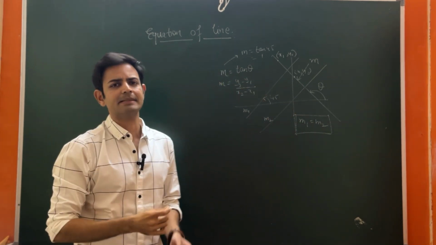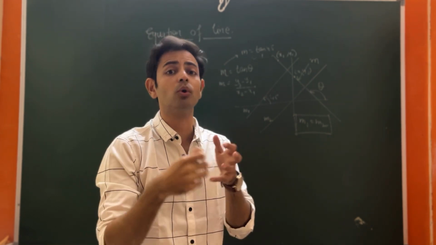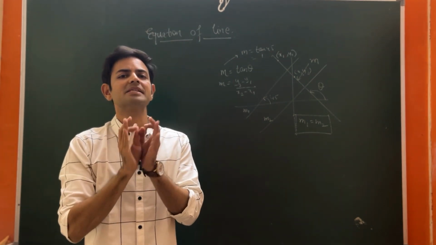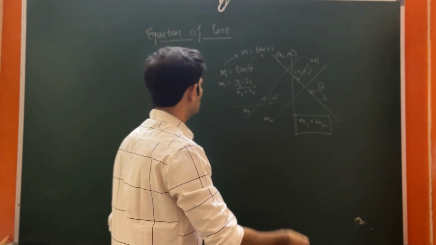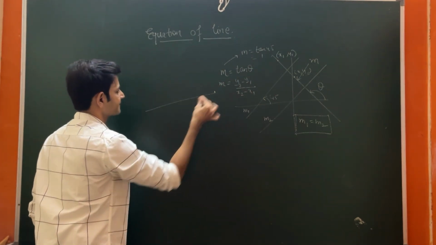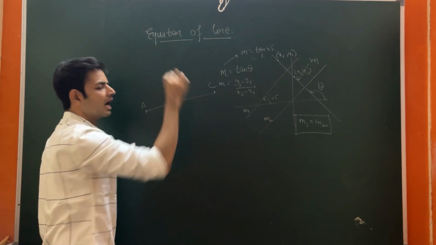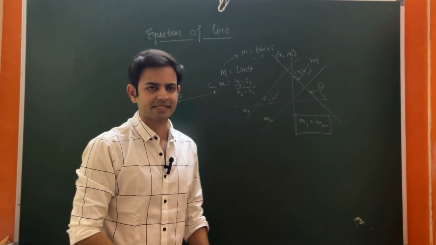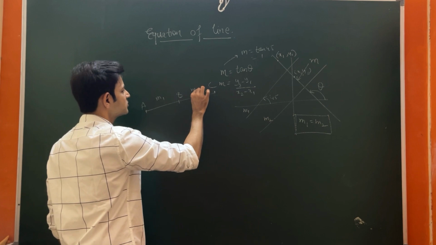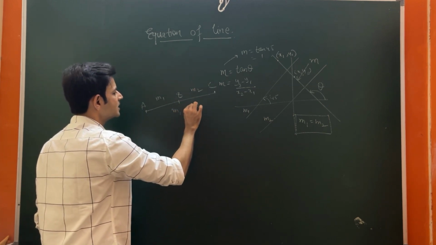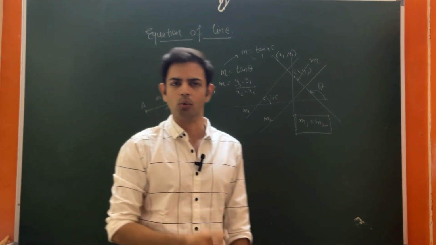The same concept is applied for the collinear points. What are collinear points? Collinear points are those points which lie on a same straight line. So if I have here, let's say, A, B, C, these are collinear points. Now if the slope of AB is m1 and the slope of BC is m2, and if m1 is equal to m2, then we say the points are collinear.